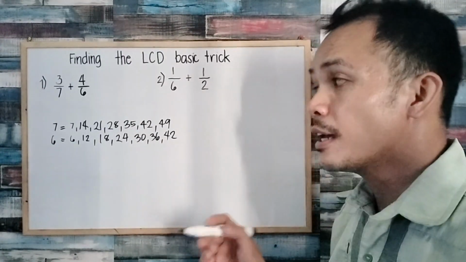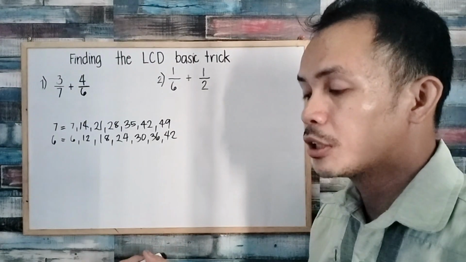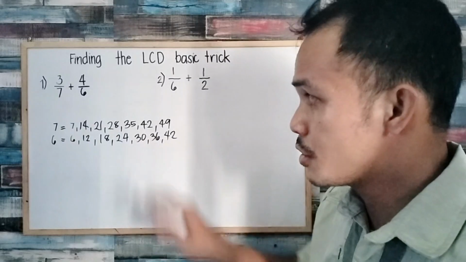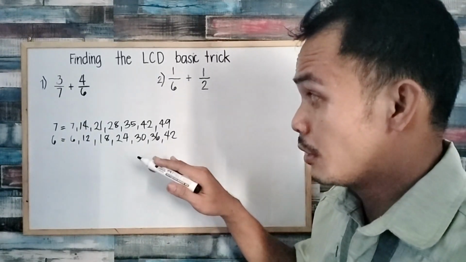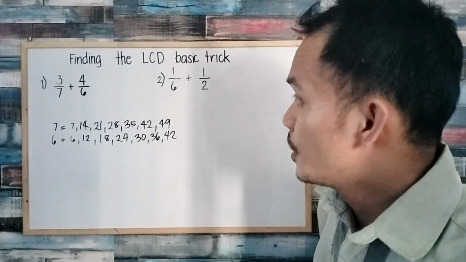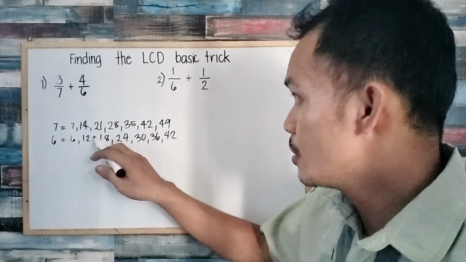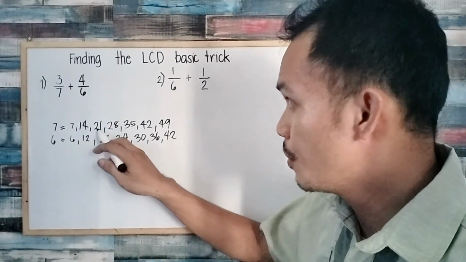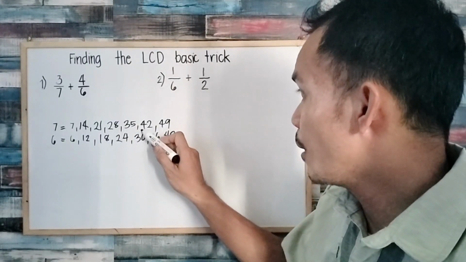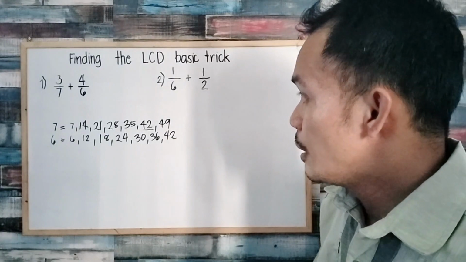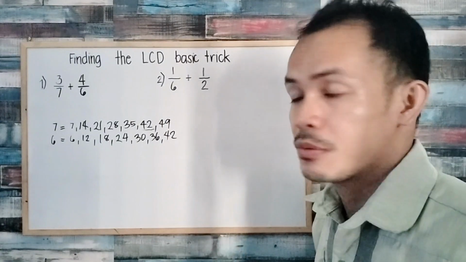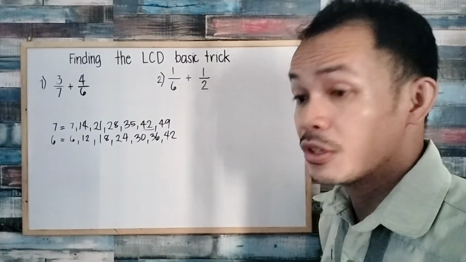All right, so to find the LCD, you're going to find the common multiples, or let's say the least common multiple of 7 and 6. So we are going to look at the multiples of 7 and 6, and see what is the common multiple. So 7, there's no common. 14, no. 21, no. 28, no. 35, no. And we have here 42. So the LCD of the two fractions is 42. That's the long method, or using the listing method to find the LCD.